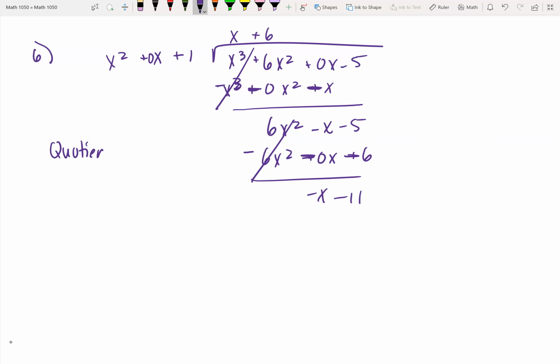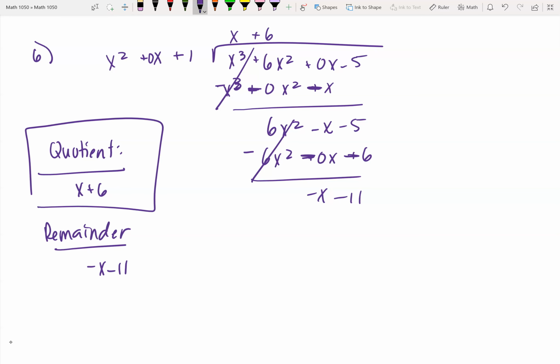Okay, the first thing they asked, well, what this problem is, find the quotient. So the quotient is x plus 6. Done. They could say find the remainder. If they say find the remainder, it's negative x minus 11. That wasn't what they asked, but just be prepared for that.